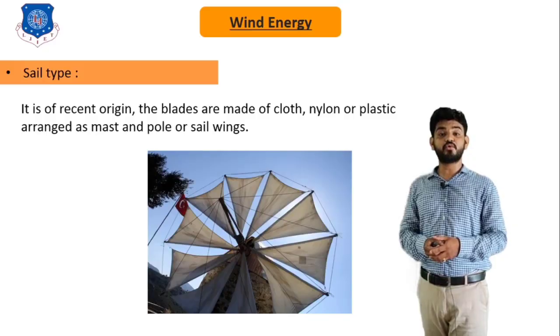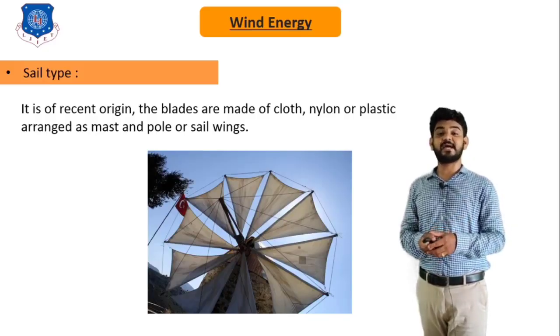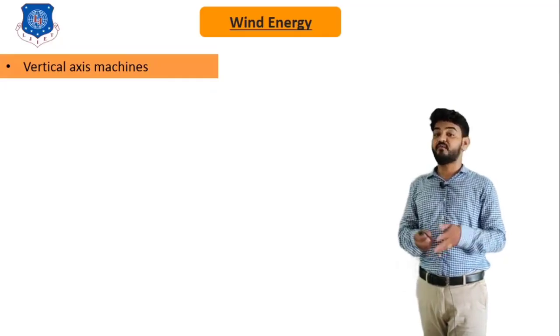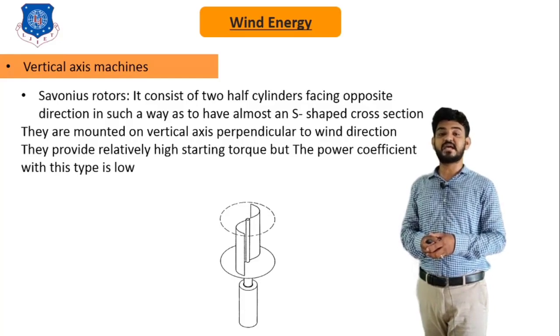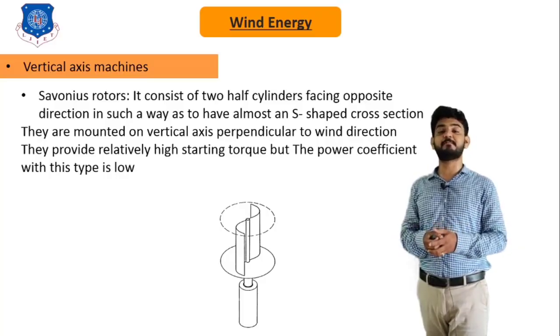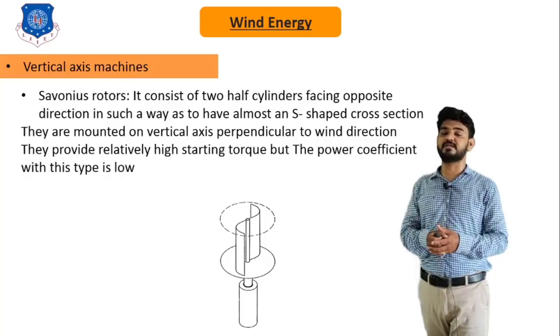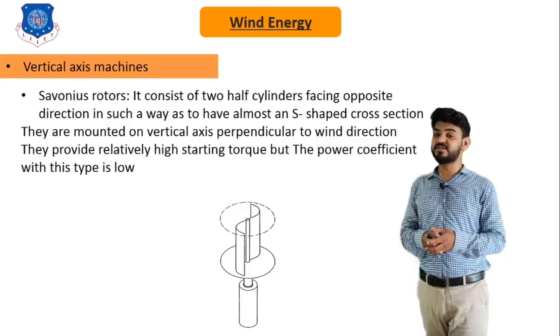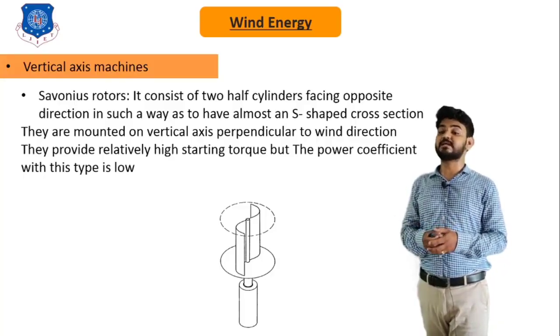Now let's move to the next type of energy collector, and that is the vertical axis machine, which includes 2 different types of wind energy collector. First is the Savonius rotor. It consists of 2 half cylinders facing opposite directions in such a way that they form almost an S-shaped cross section. They are mounted vertically, perpendicular to the wind direction, as shown in this image. These provide relatively higher torque, but the power coefficient of such collectors is less.